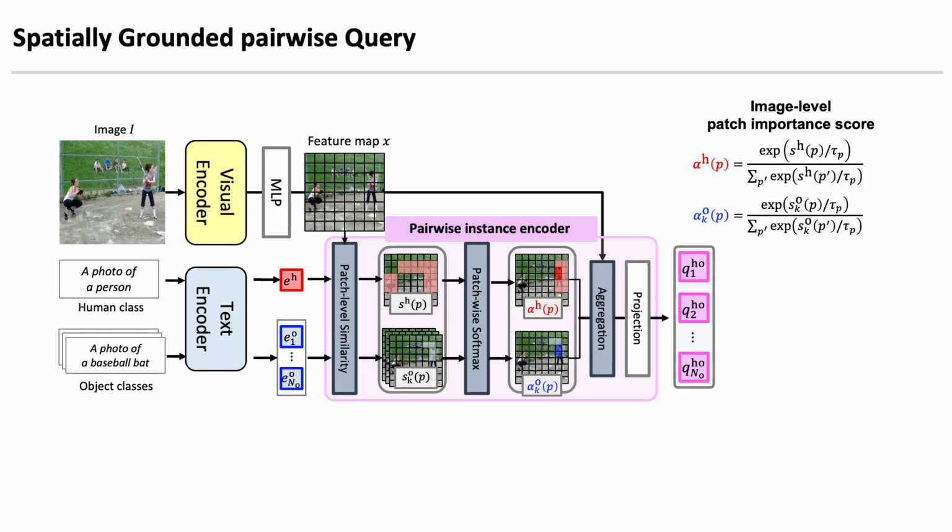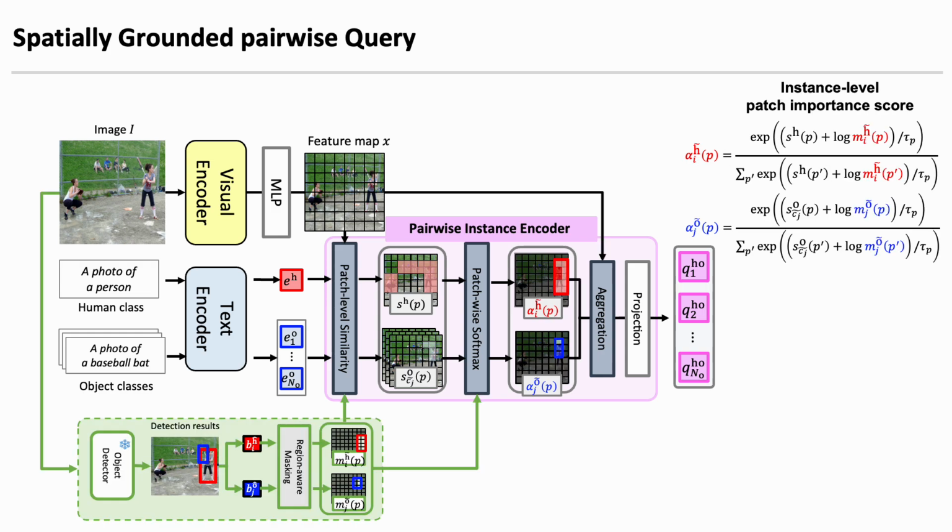During training, as at the image level, it gathers features from patches likely to contain humans and objects, producing spatially aware HO queries. At the instance level, the HO queries are restricted by the region using the detector boxes, building a more precise and fine-grained query for each human and object pair.